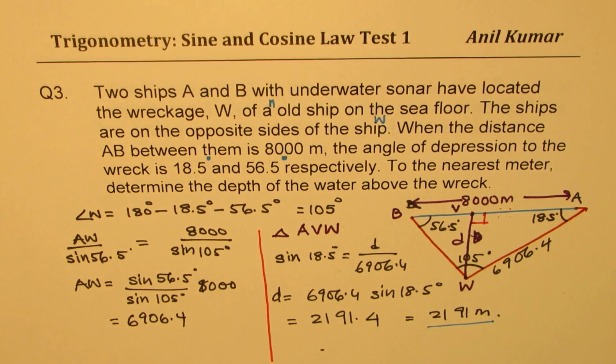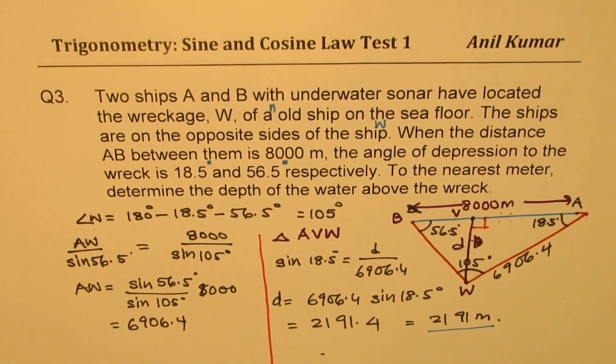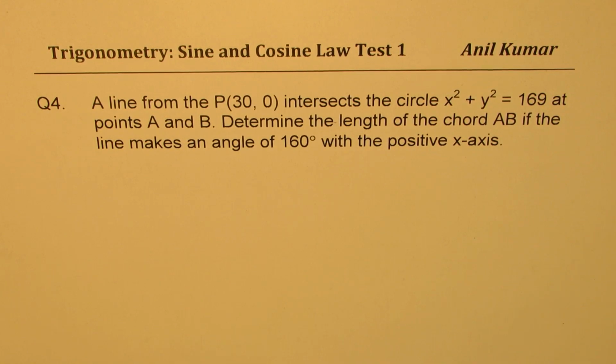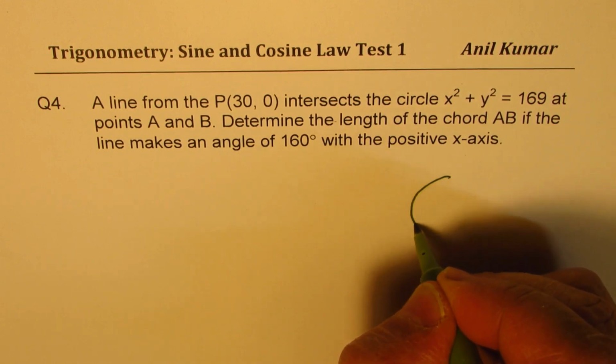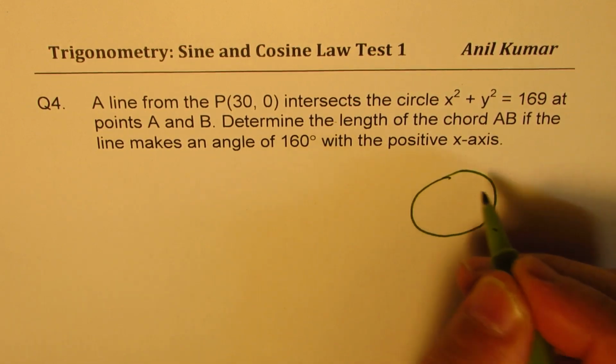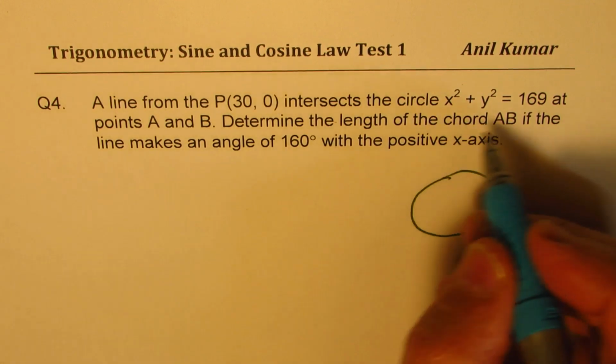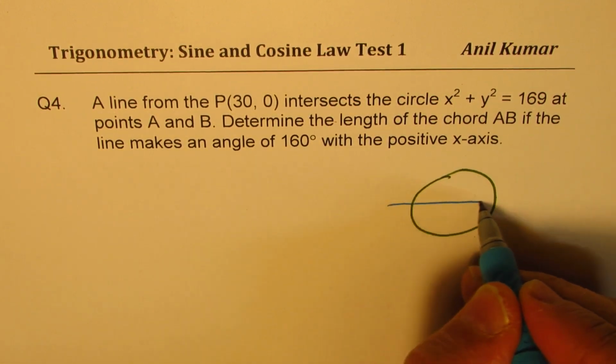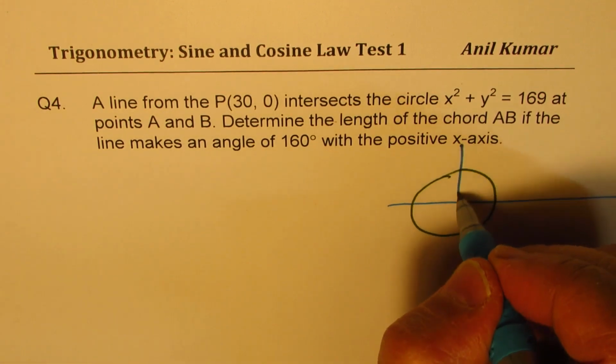Now let's take up question number 4, which is a thinking question. Question number 4. A line from P(30) intersects the circle x squared plus y squared equals 169 at points A and B. Determine the length of the chord AB if the line makes an angle of 160 degrees with the positive x-axis. So we have a circle here whose equation is given to us. Center is 0. So let me draw the axis. This is the x-axis and that is the y-axis.